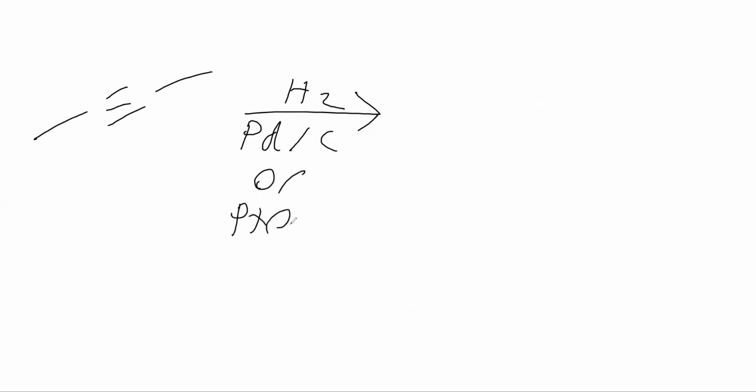And if we add H2 over one of those same catalysts we were looking at before, that's not quite right, or the platinum catalyst, it just leads to an alkane, so it reduces it all the way if you add H2 over the palladium or platinum catalyst.